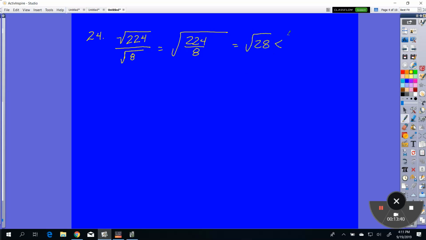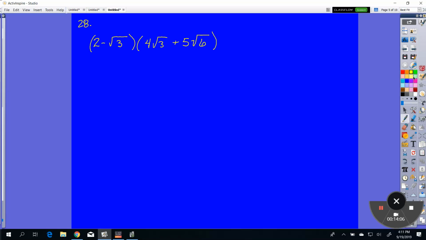And now I'm going to break it down. 28 is 4 times 7. 4 is 2 times 2, so there's a pair of 2's. They come out, and the 7 stays in the square root. So remember, the pair, the ones that have 2 of a kind get to leave. The one that only has 1 doesn't get to leave.